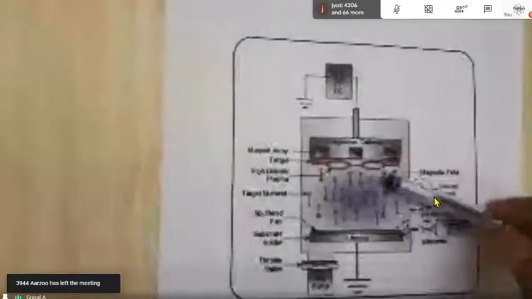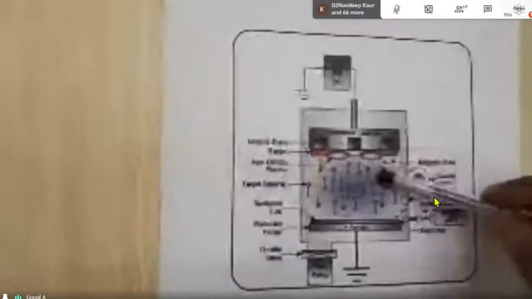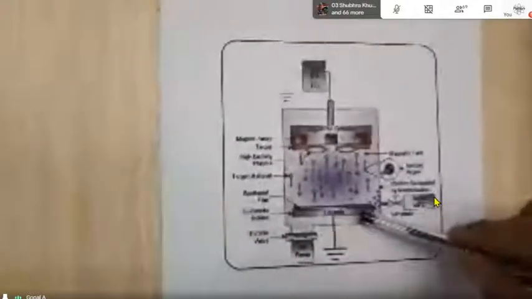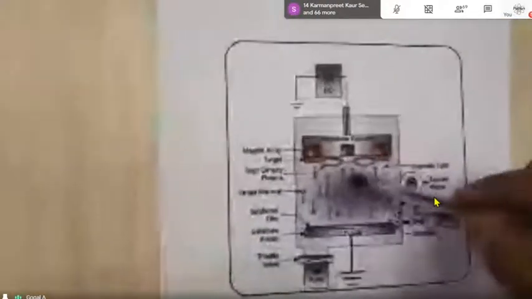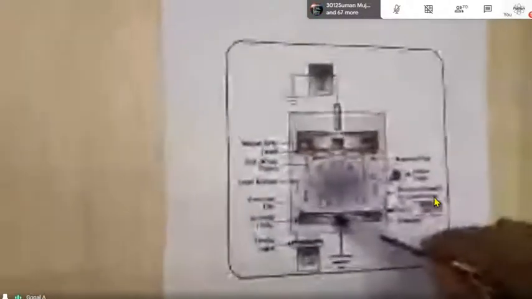Because of that we get these elliptical paths for the electrons. And because of the bias, the electrons are also accelerated towards the anode. But when they accelerate, they basically get scattered. The electrons get scattered and remove the atoms from the target, and then they are deposited on the substrate. Okay? So that's how sputtering works.